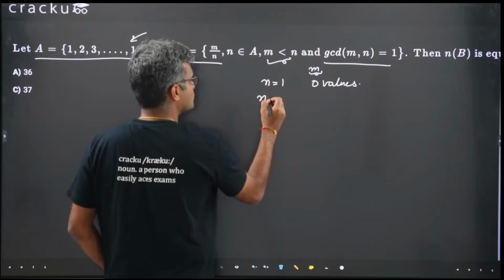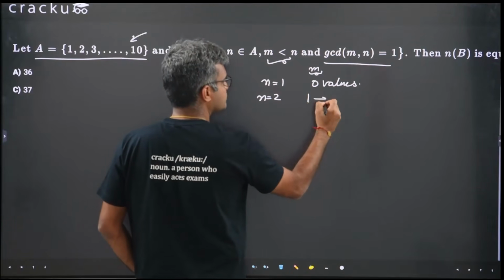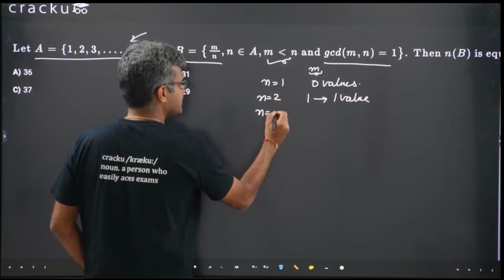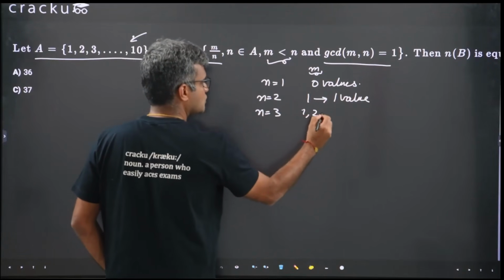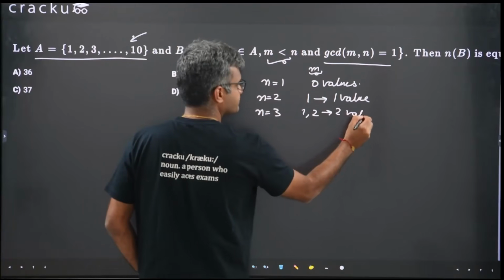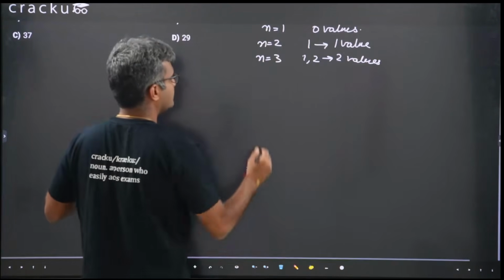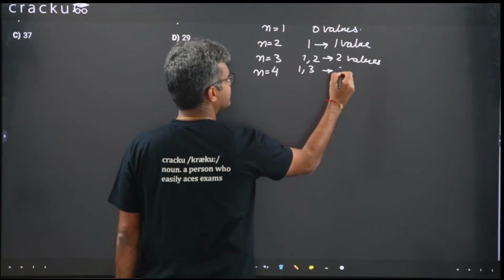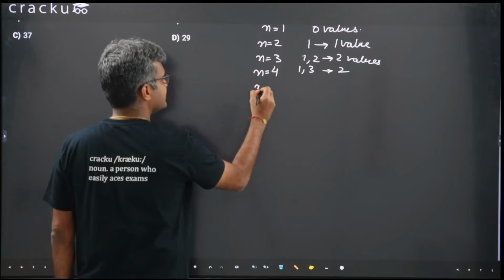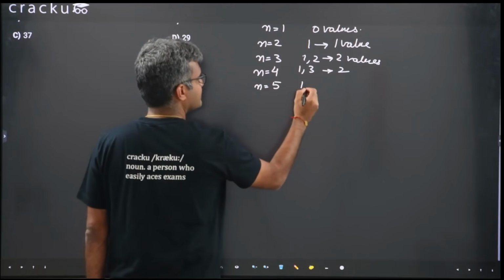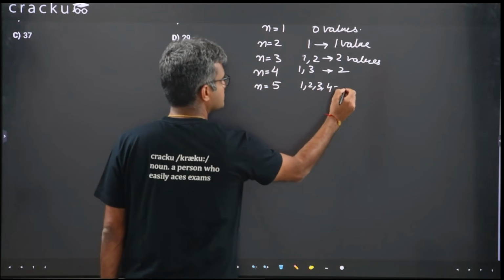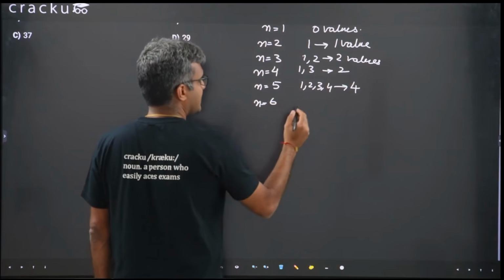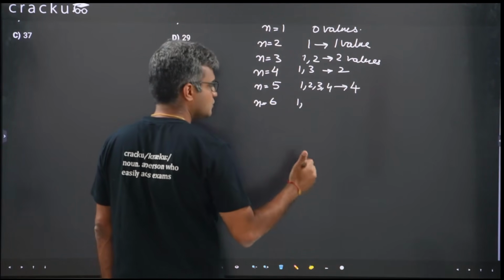When n is equal to 2, m can be equal to 1, so there is 1 value that m can take. When n is equal to 3, m can be either 1 or 2, so it can take 2 values. When n is equal to 4, m can be either 1 or 3, so again it can take 2 values. When n is equal to 5, m can be 1 or 2 or 3 or 4, so it can take 4 values.